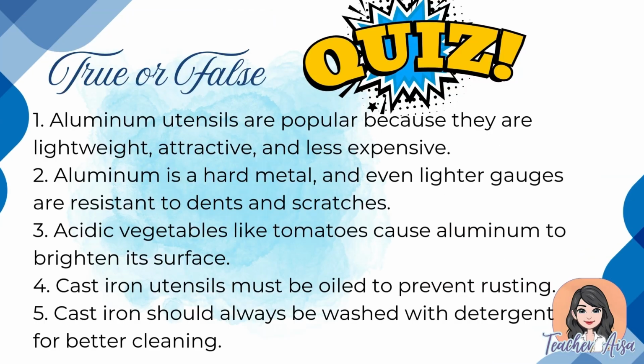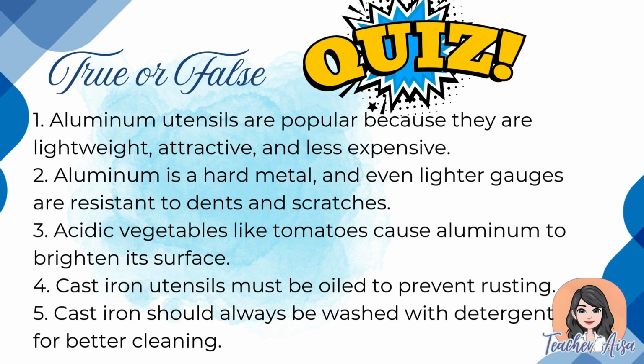1. Aluminum utensils are popular because they are lightweight, attractive, and less expensive. 2. Aluminum is a hard metal, and even lighter gauges are resistant to dents and scratches. 3. Acidic vegetables like tomatoes cause aluminum to brighten its surface. 4. Cast iron utensils must be oiled to prevent rusting.